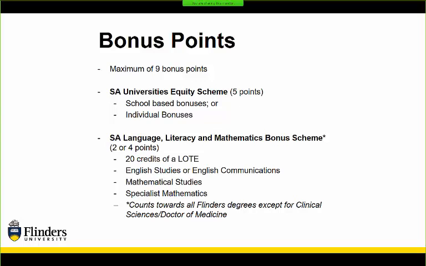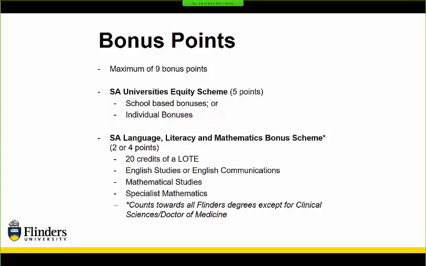Another way to get bonus points is if you are studying a language other than English, English studies, a higher level English or a higher level maths, then you may be eligible to receive a maximum of 4 bonus points. So the way that works is even if you're studying a language other than English, a higher level English and a higher level maths, so 3 that are eligible for bonus points, you can only receive a maximum of 4. So it's 2 bonus points for each topic.